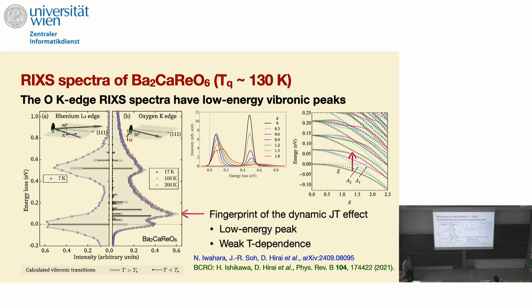And such a peak appears in the experiment of one rhenium compound. And this peak can be explained based on the transition here, between vibronic states. This experimental peak doesn't change with respect to temperature. And this again supports the mechanism of the dynamic Jahn-Teller effect.